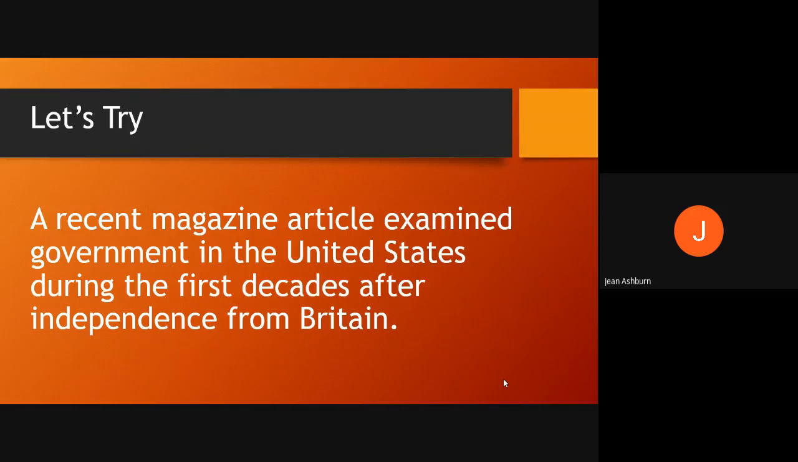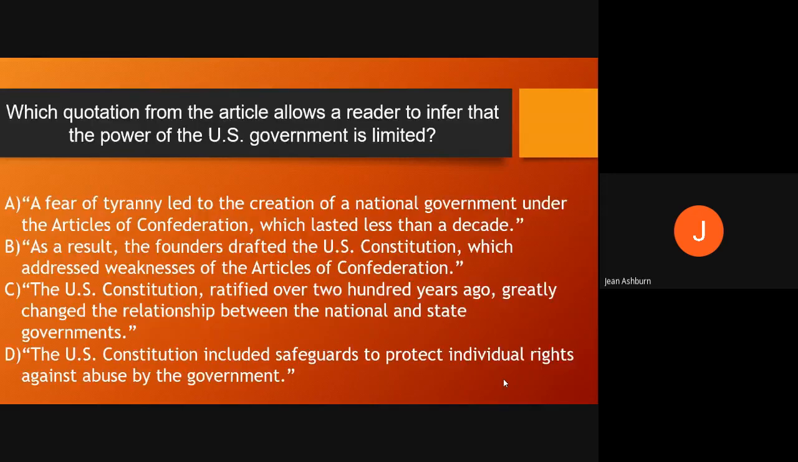A recent magazine article examined the government in the United States during the first decades after independence from Britain. Which quotation from the article allows a reader to infer that the power of the U.S. government is limited? A, a fear of tyranny led to the creation of a national government under the Articles of Confederation, which lasted less than a decade. B, as a result, the founders drafted the U.S. Constitution, which addressed weaknesses of the Articles of Confederation. C, the U.S. Constitution, ratified over 200 years ago, greatly changed the relationship between the national and state governments. Or D, the U.S. Constitution included safeguards to protect individual rights against abuse by the government.